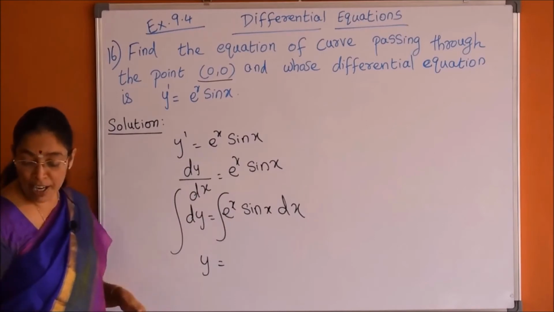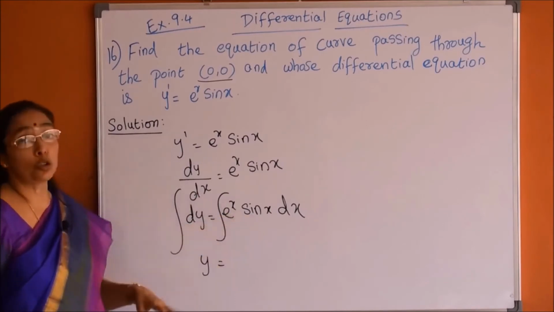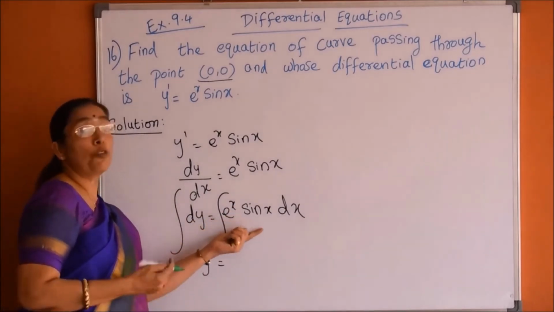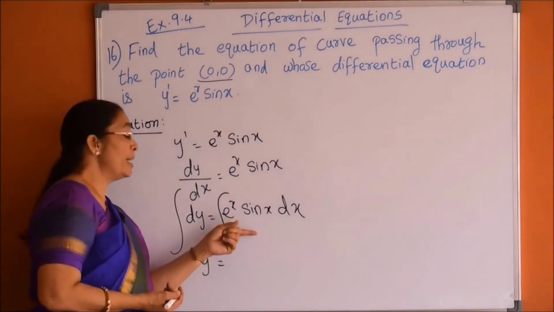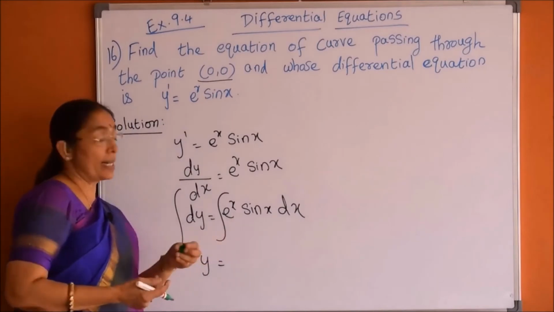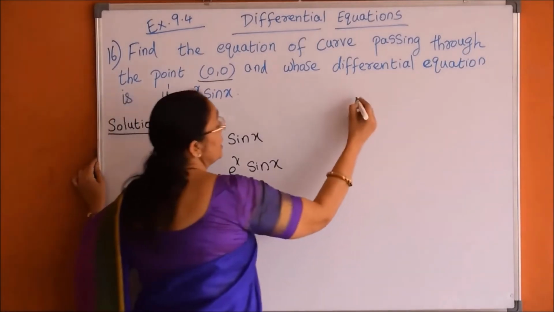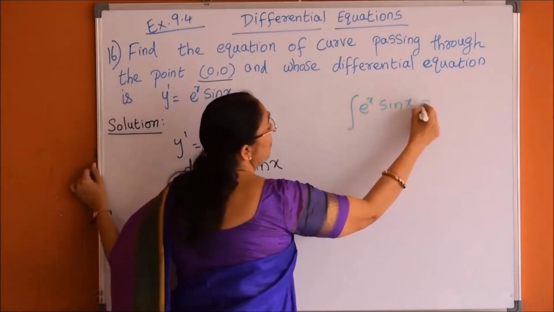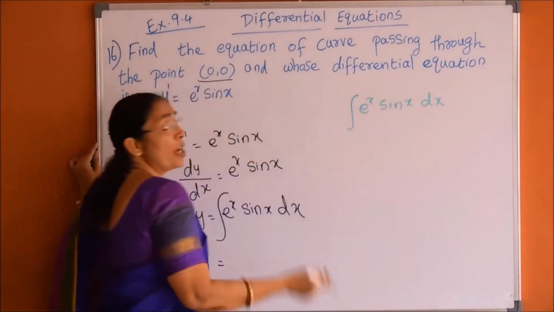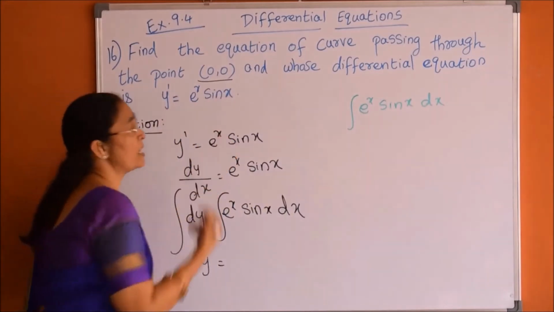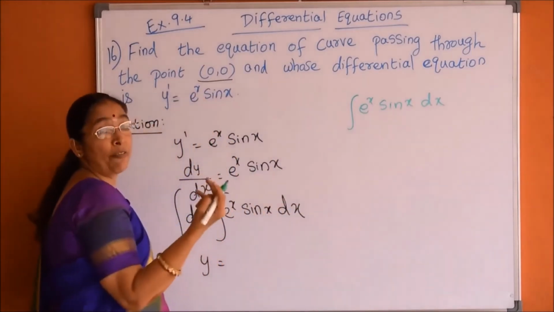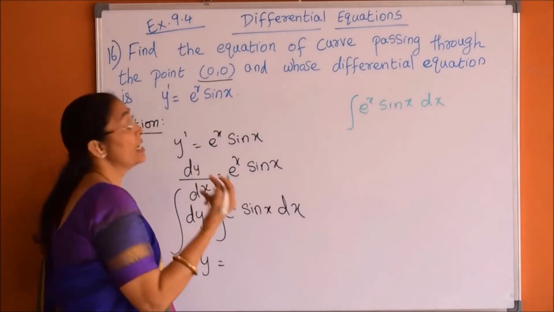So the given function is a product of two functions. So which method will we follow to integrate? The method is integration by parts. So let me do the integration of e power x sin x separately here. So e power x sin x dx, we are going to integrate by the parts method. In this we have to decide what is the function u and what is the function dv.